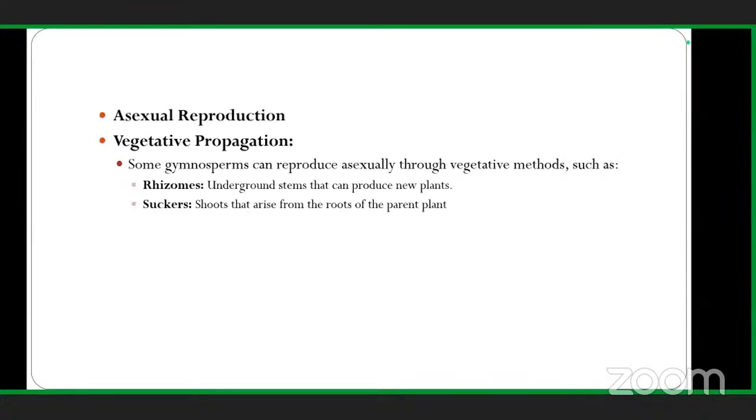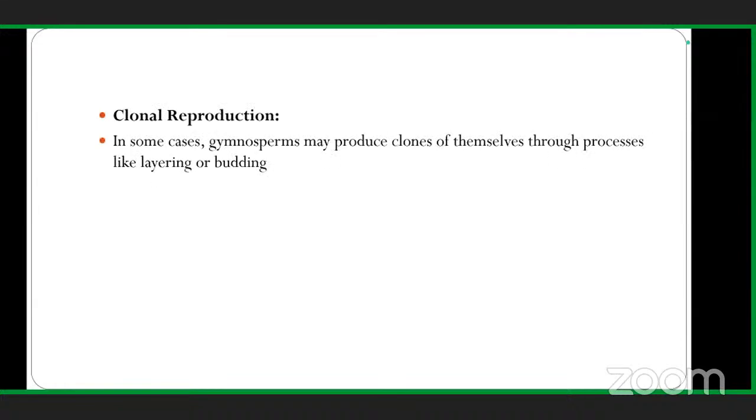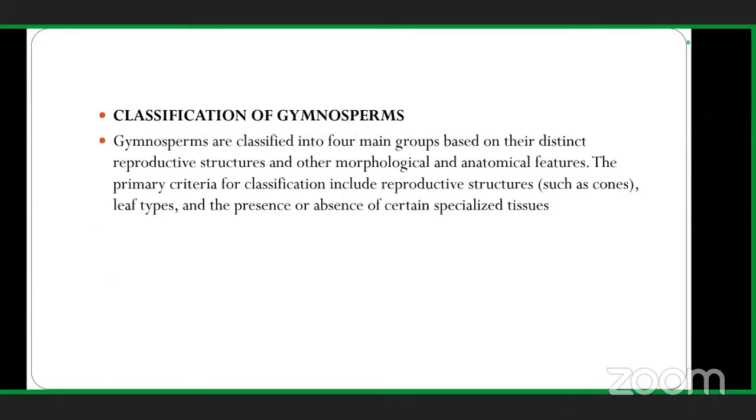Okay. So asexual reproduction: vegetative propagation through rhizomes, suckers. Then regeneration will take place, where from any kind of plant part, a whole complete plant will grow due to totipotency, the capacity of the plant part to reproduce itself into a new plant. Next is clonal reproduction, meaning identical plants from the parent plant, like budding, layering. So these all are about sexual and asexual reproduction.